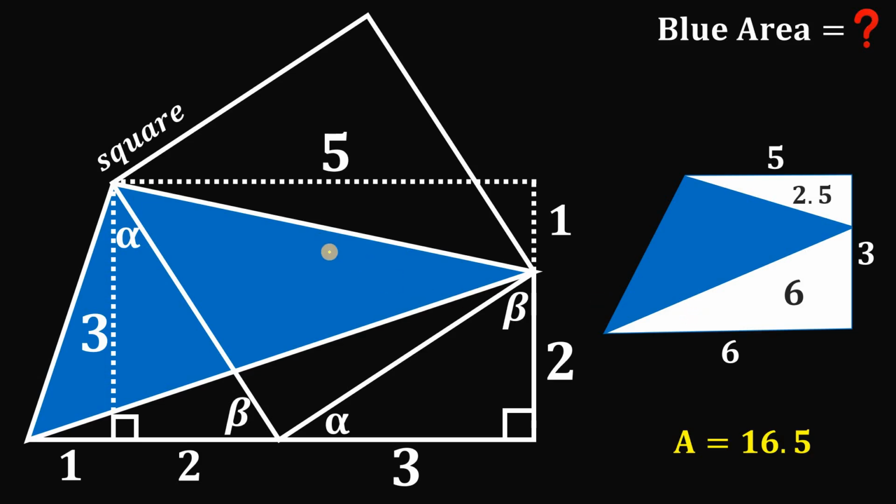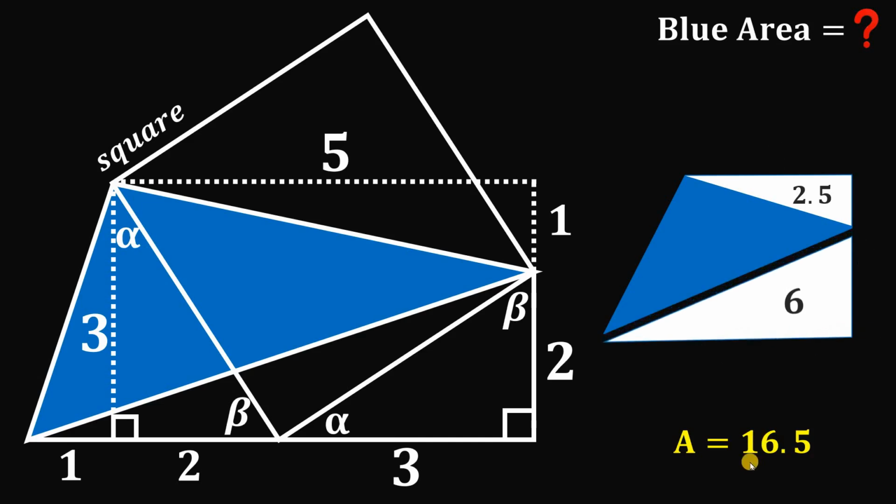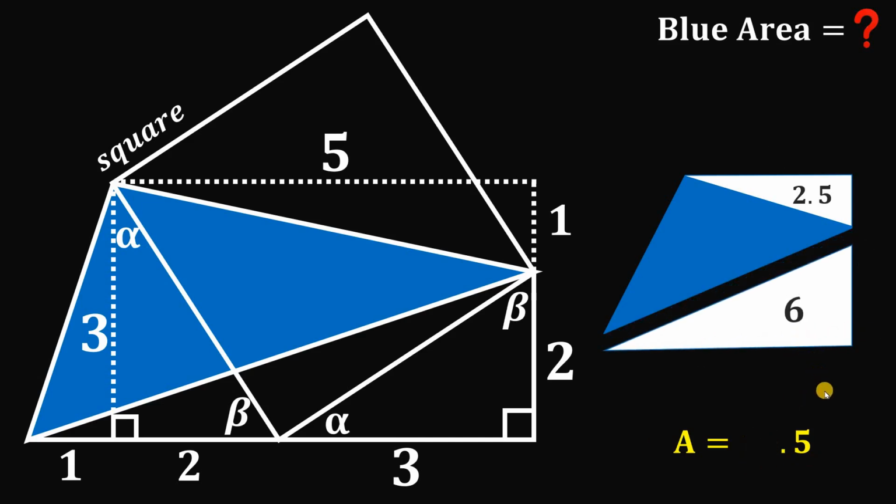But we want the area of this triangle. So we need to deduct or subtract the area of this right triangle. So let's subtract the bottom part. 16.5 minus 6, we have 10.5 square units. So this is the area of the remaining figure. Now let's subtract the area of the right triangle on the upper part.